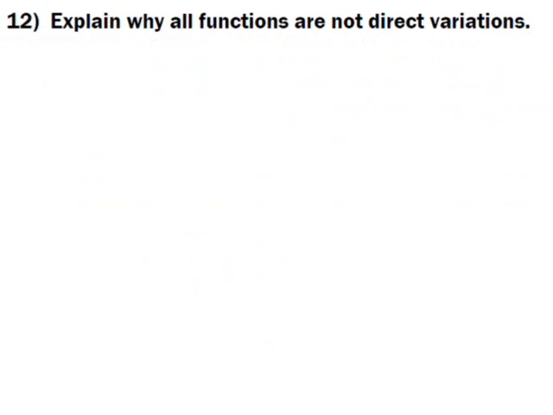And then our last question on direct variation says, explain why all functions are not direct variations. Okay, well, let's talk about some definitions there. If it's a function, it means that it has only one y value for every x. So that could be a number of different things. That's going to be anything that passes a vertical line test.